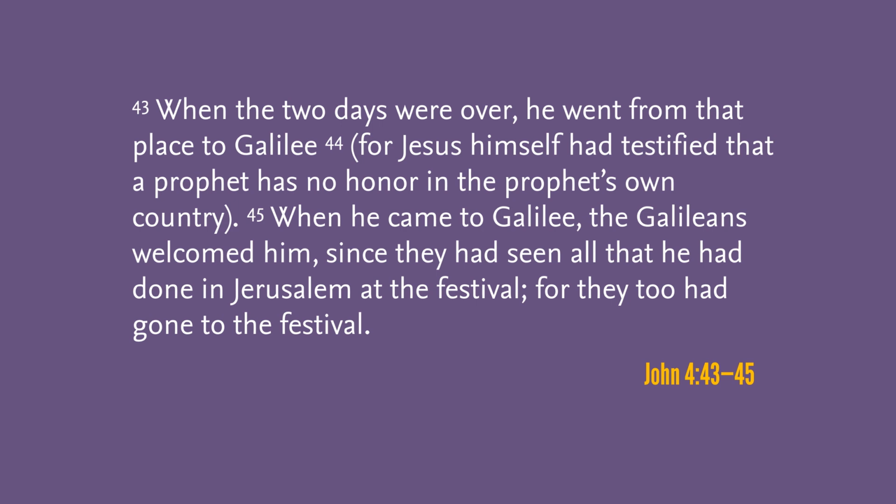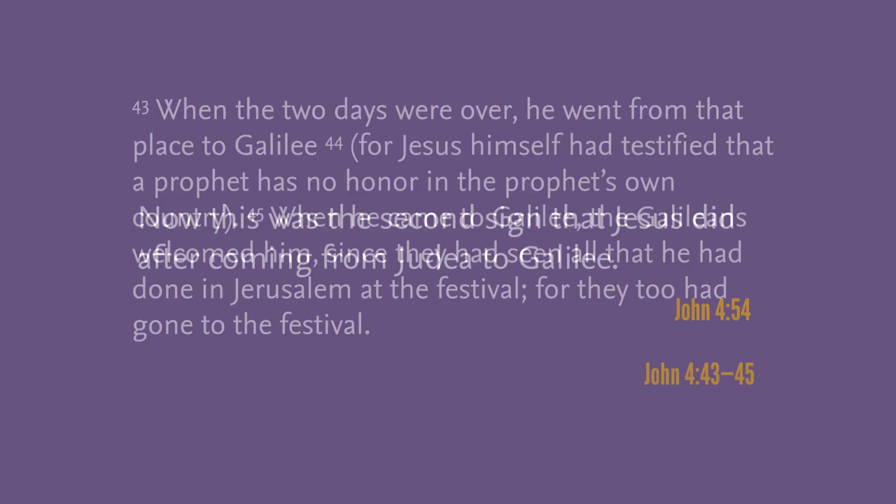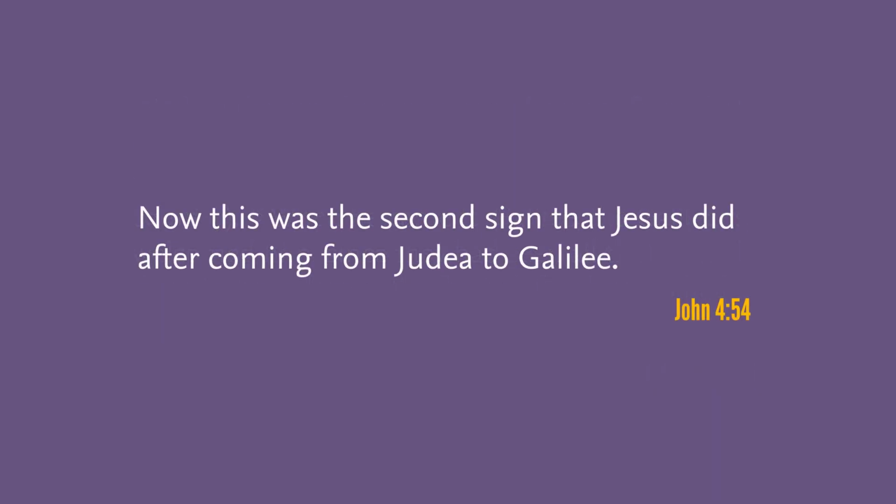In the last section of chapter 4, Jesus, freshly back from Jerusalem with the other Passover pilgrims, returns to Cana and heals a royal official's son. John specifies at the end of the story that this was the second sign that Jesus did after coming from Judea to Galilee. With this final line of chapter 4, John ensures that we are thinking of this as another narrative turning point like the wedding at Cana.